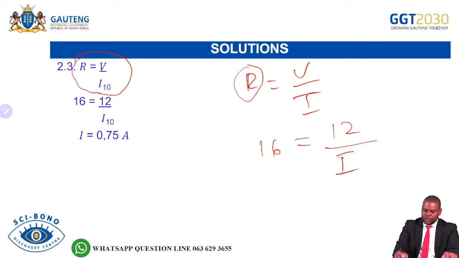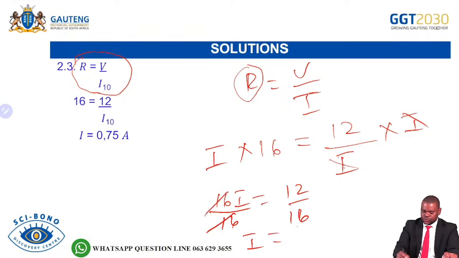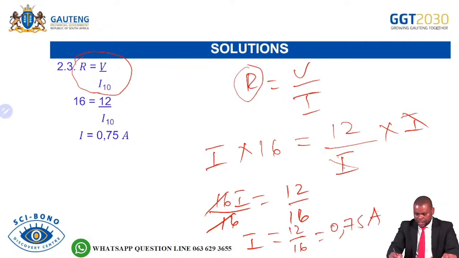Then from here, we multiply by I, and then I cancels I. Then we're left with 16I is equals to 12. Then divide by 16, divided by 16. Then 16 cancels 16. Then we have I is equals to 12 divided by 16, which is 0.75 ampere. Are we together, grade 12?